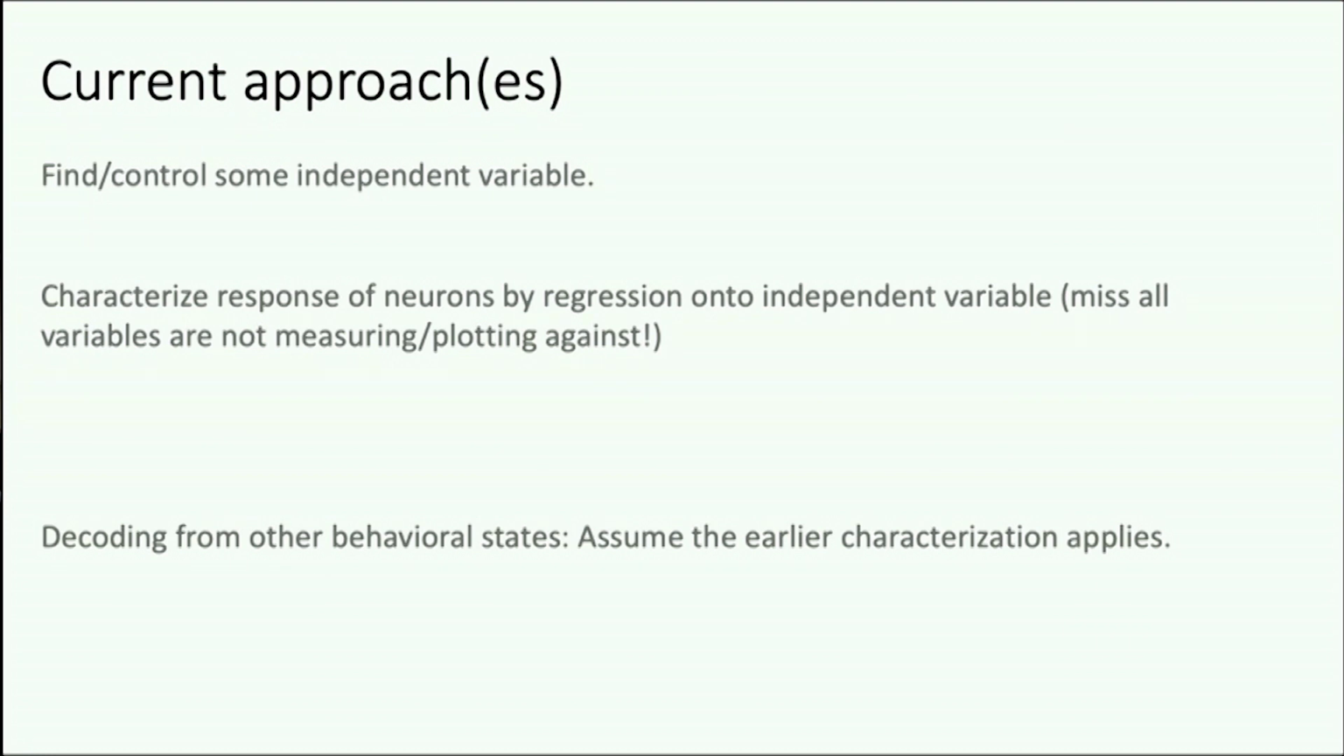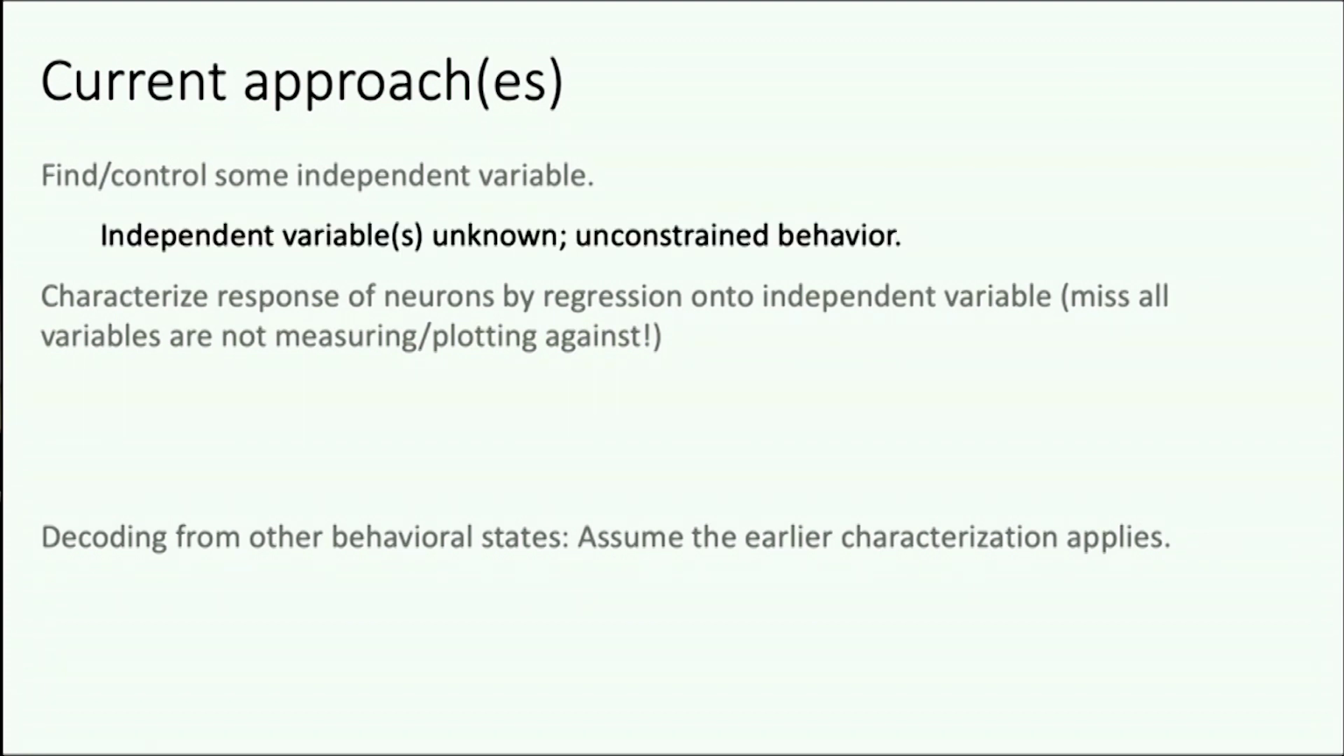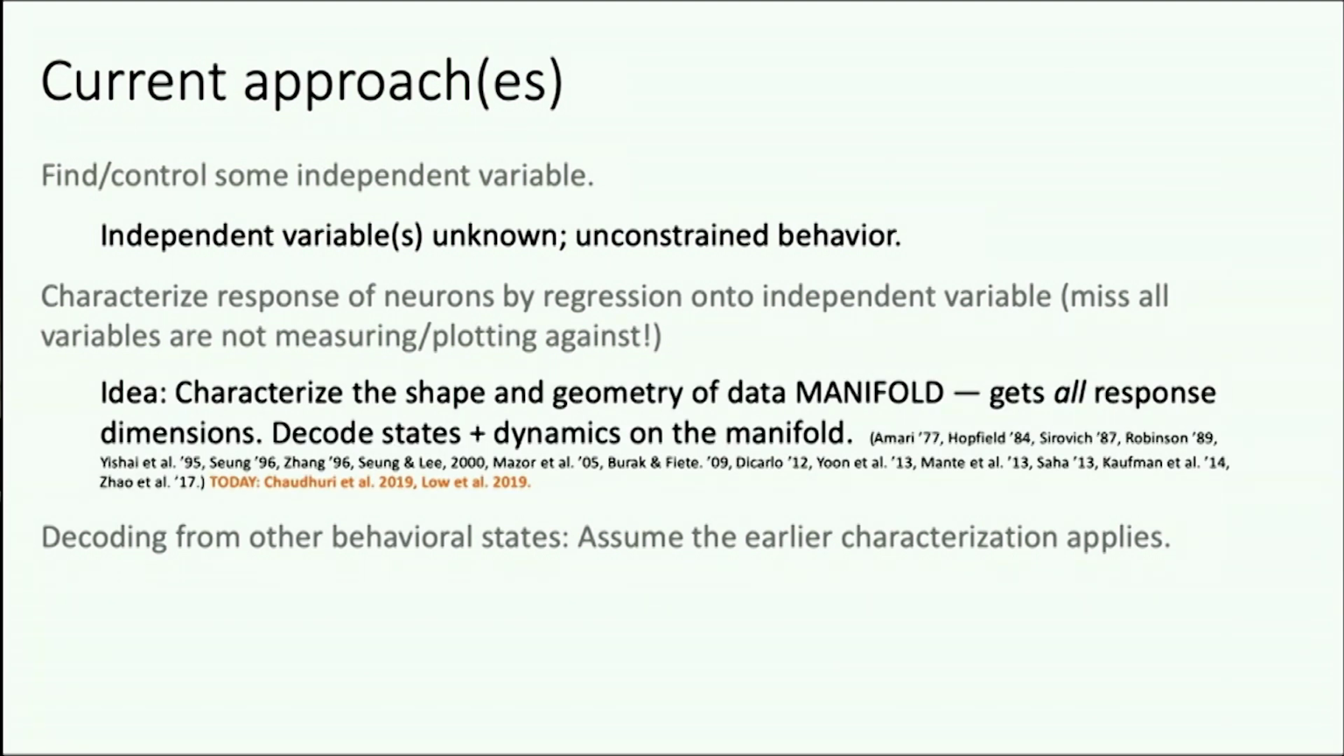Like kind of a dreaming-like decoding. However, it depends on the assumption that the circuit is the same during these states without any method to verify whether that's true. Okay, so instead what we're going to do is assume that the independent variables are not known, or at least we're not going to use them in our approach, and we'll let the behavior be relatively unconstrained. And then the idea here is to take the shape and geometry of the data itself.